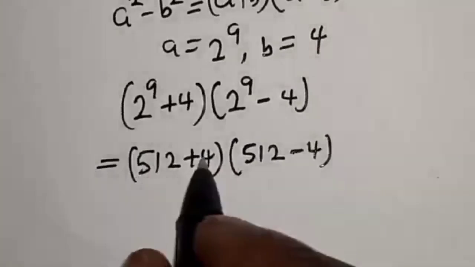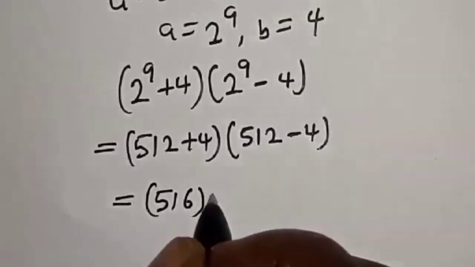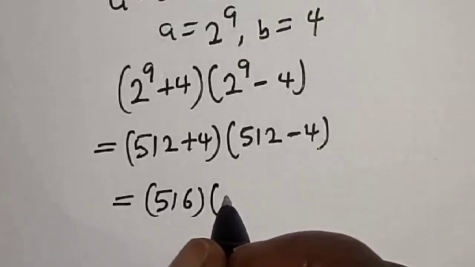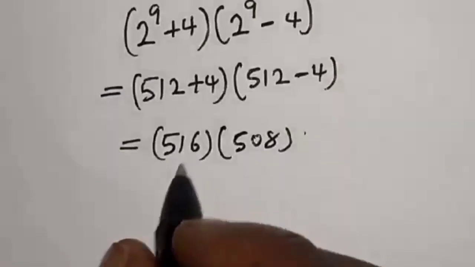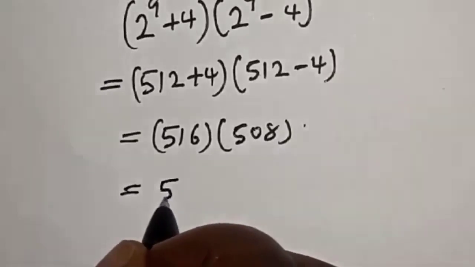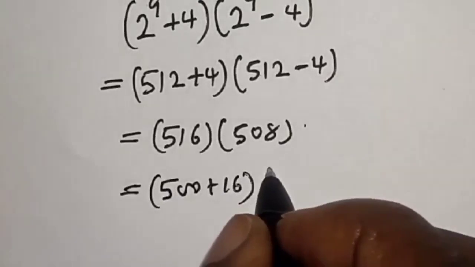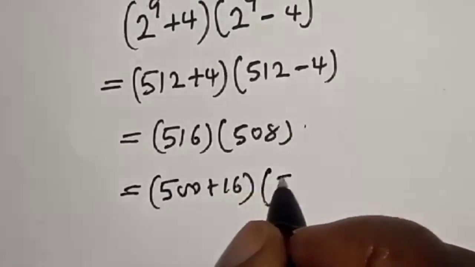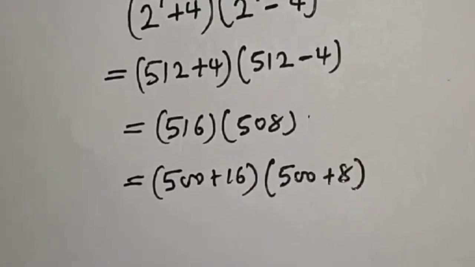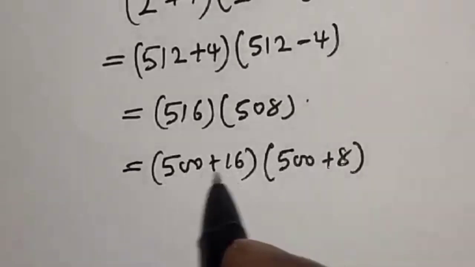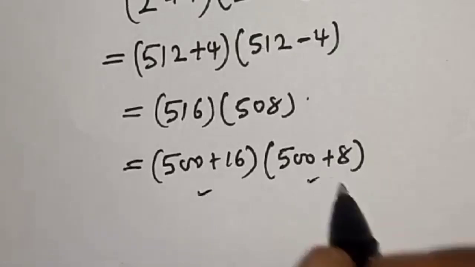And this is 512 plus 4, which is 516. Then multiplied by 512 minus 4, which is 508. And let's transform this. 516 can be written as 500 plus 16, then multiplied by 508, which is the same thing as 500 plus 8. And then let's multiply the whole of this by this.